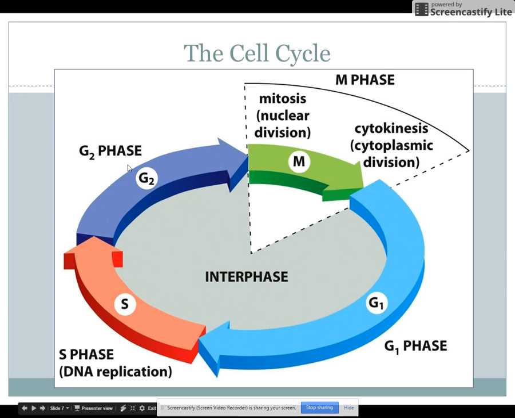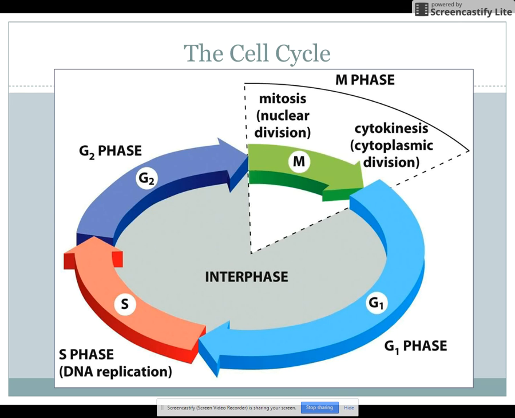And after this gap 2 phase, it's going to move into this fourth and final phase, which we're going to be spending a majority of our time on today, which is called M phase. The M stands for mitosis, or nuclear division. And at the end, to wrap things up, technically speaking, we can tack on cytokinesis, or cytoplasmic division, to finalize one cell becoming two.